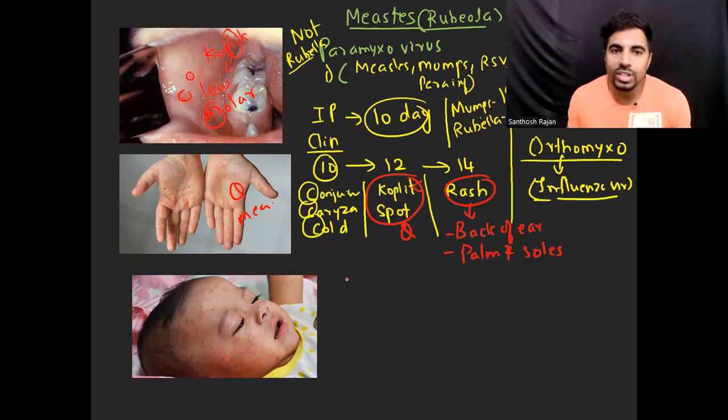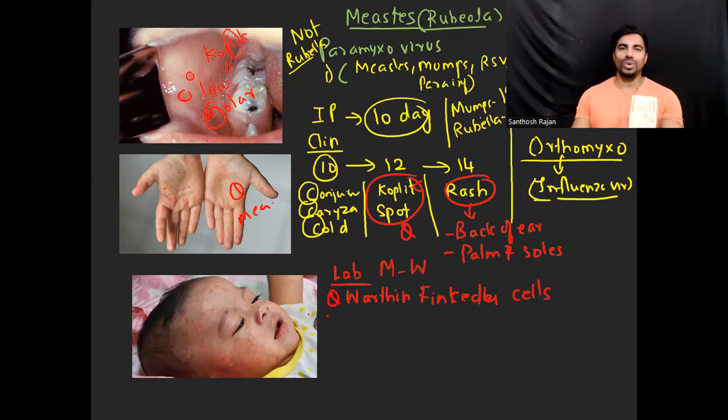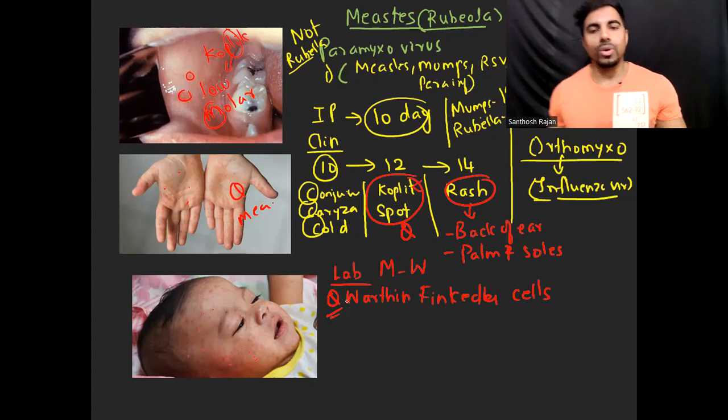One pathologically important finding: what is the cell name? Warthin-Finkeldey cell. Warthin-Finkeldey. M and W look the same. All our questions asked about Finkeldey cells. That's why I have made this for you guys. You have to remember it.